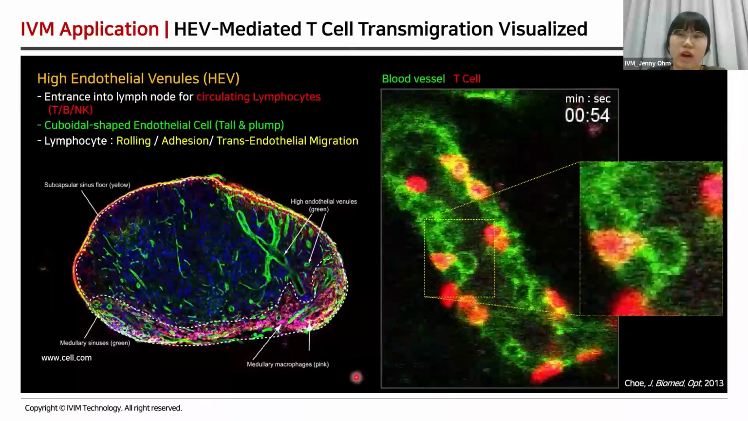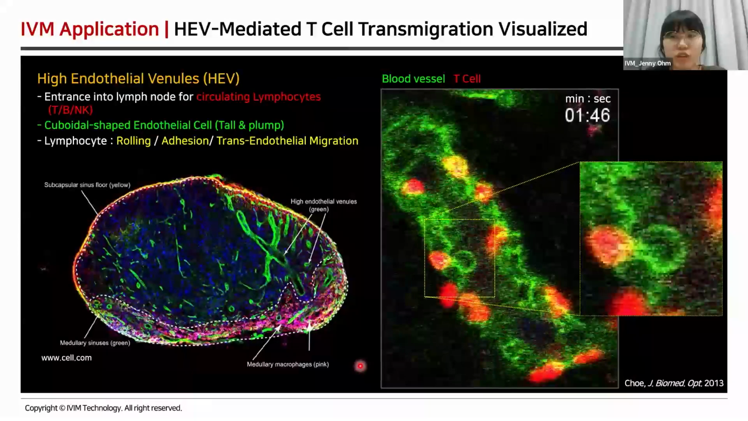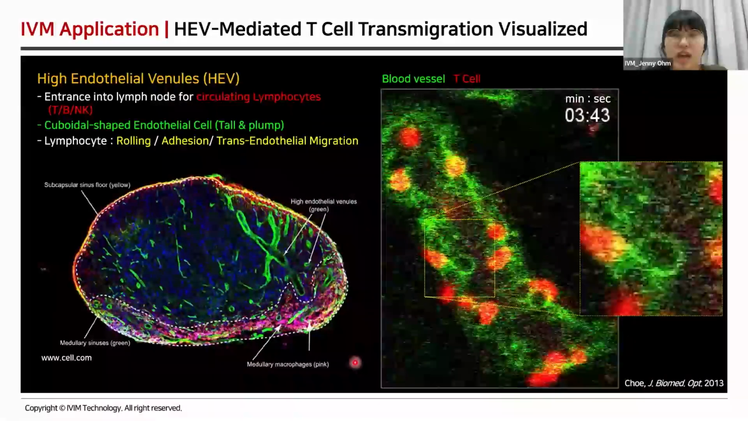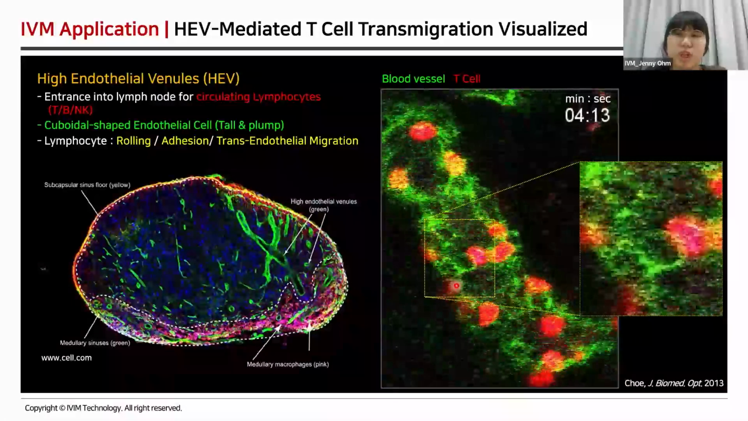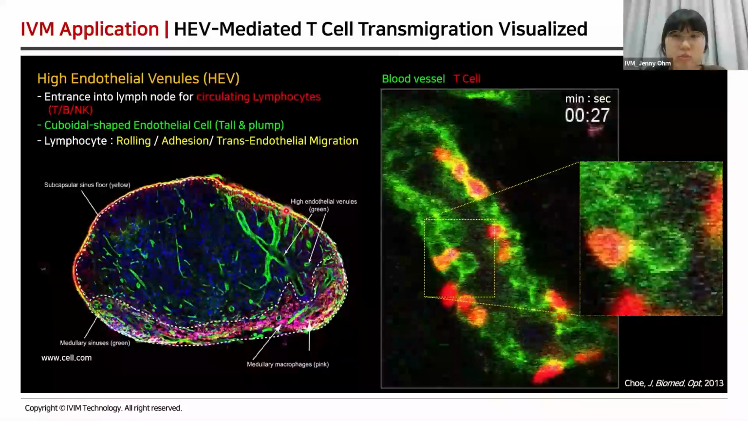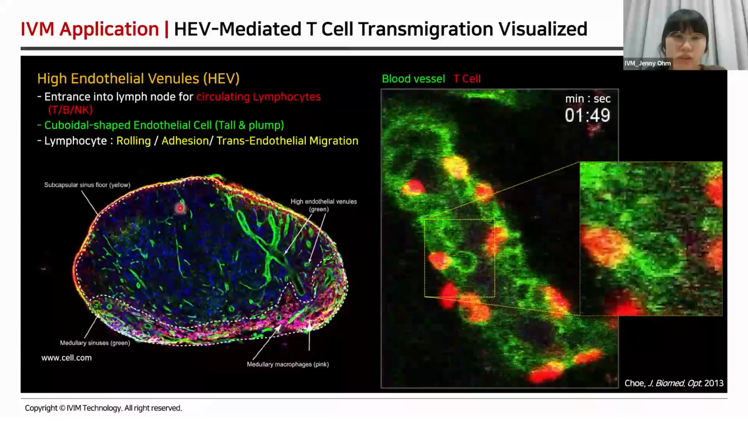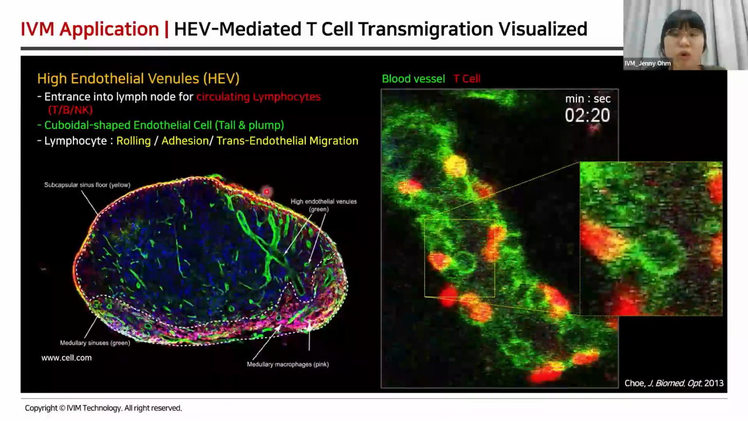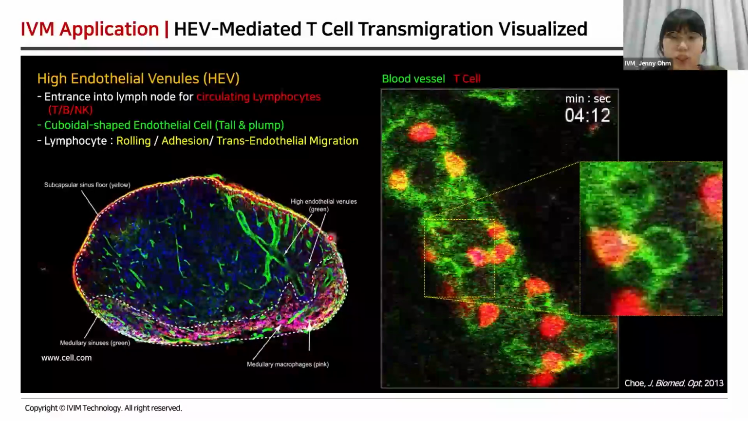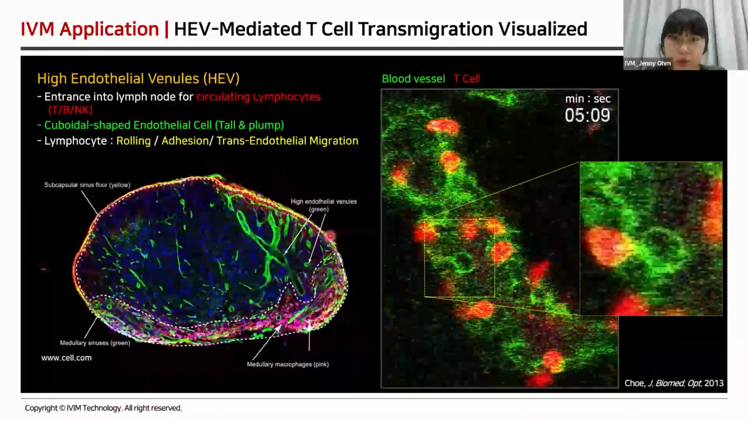Understanding how immune cells traffic or migrate throughout lymphoid tissues before reaching the tumor is critical for optimizing immuno-oncology therapies. In this study, high-resolution intravital imaging was used to visualize lymphocyte trafficking, specifically T-cell migration within the lymph node. This study specifically focused on the HEV, or high endothelial venule region, which is the key gateway through which T cells, B cells, and NK cells enter and exit the lymph node.